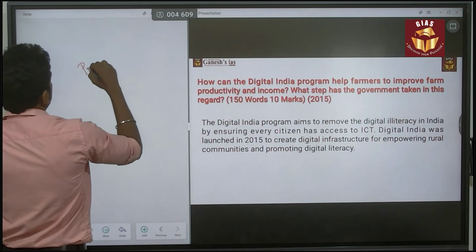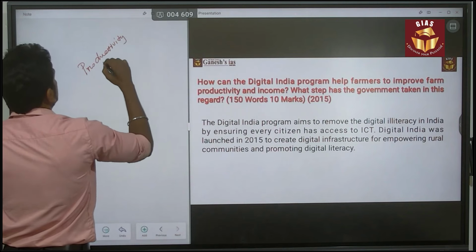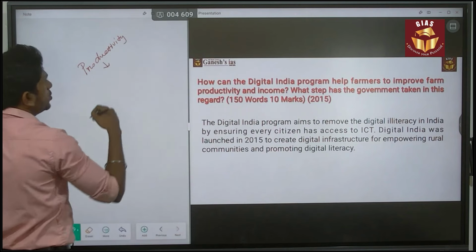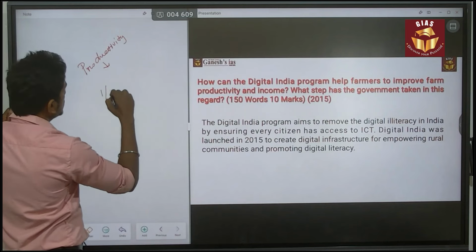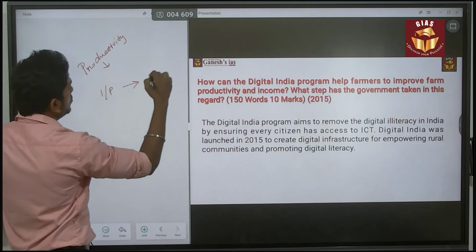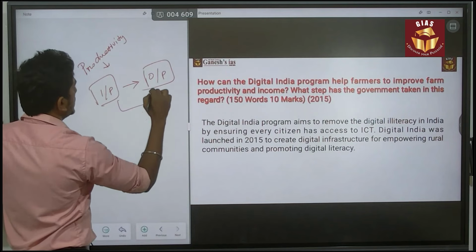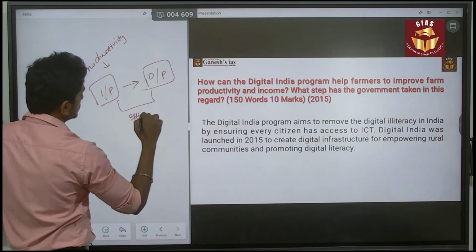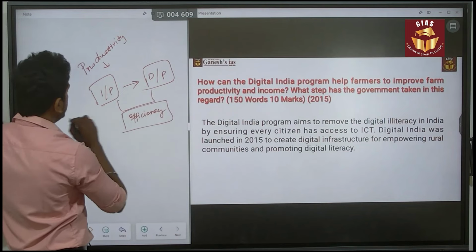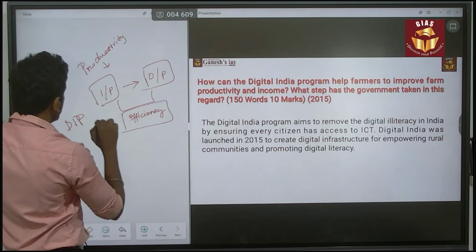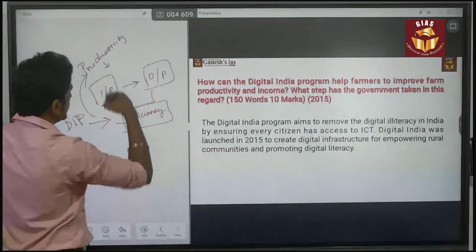So, farm productivity. Before answering, you have to know what productivity is. It is about how much you are spending on the input and how much output you are getting. So simply you can say that it is efficiency. So how is this Digital India program going to improve the efficiency or the productivity of that region?